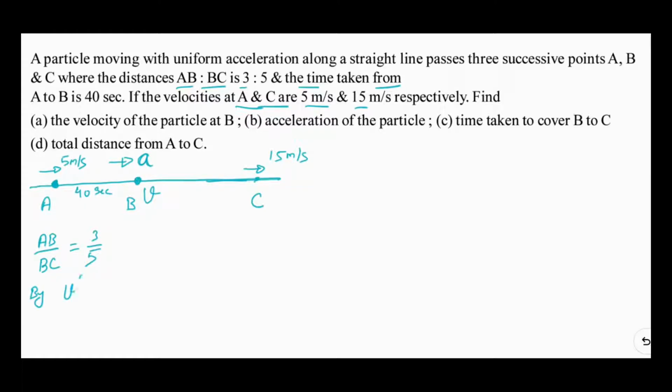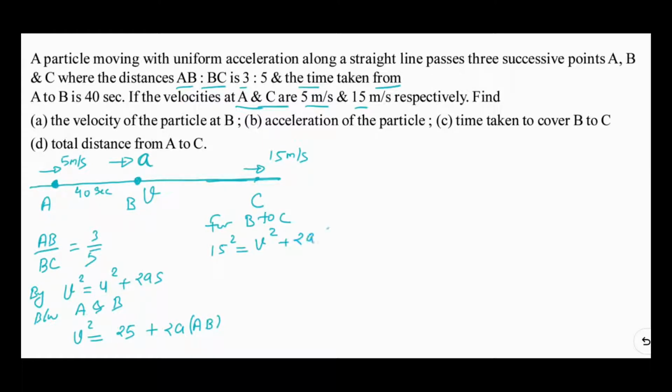So by V square equals U square plus 2aS, if I apply this equation between A and B, I will get V square minus 5 square, or V square minus 25, equals 2aS. S is going to be AB. For the same equation for B to C, I will get the final velocity, which is 15, the square of that should equal V square plus 2aS. S is going to be the displacement BC.